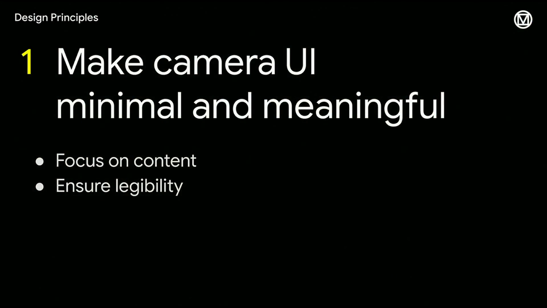Thanks, Kunal. So now that we're familiar with these 3 experiences, why don't we zoom out for a second and walk through the core design principles that you should keep in mind as you're implementing these patterns into your products. Our first principle is to make the camera UI minimal and meaningful. We want to make sure that the central means of input, which is the camera, is unobscured. And when things do have to be overlaid on top, like a reticle or an object marker, we're making sure that they're legible against any kind of image, light or dark.